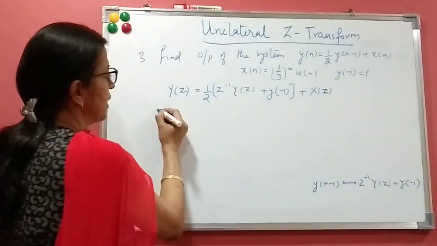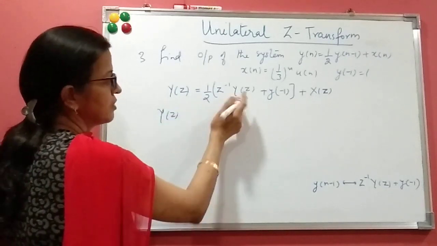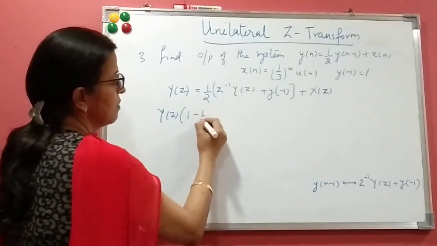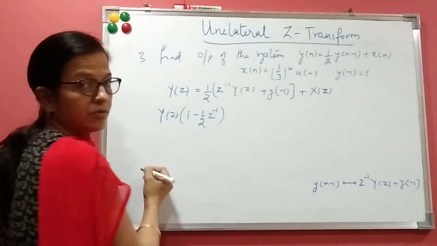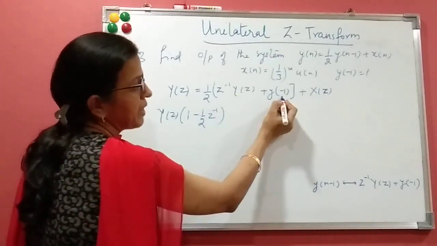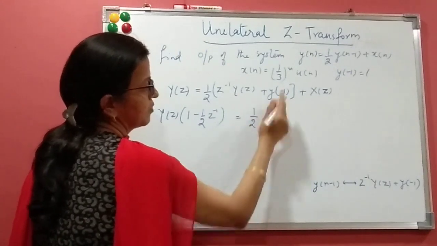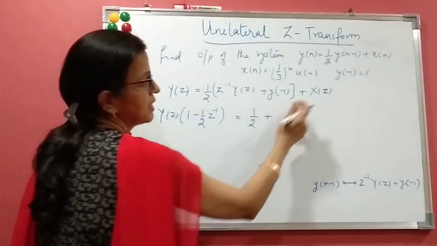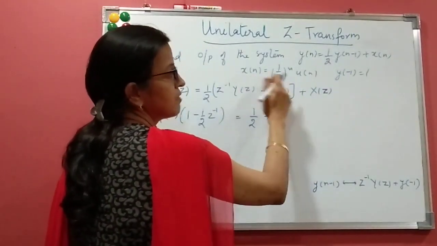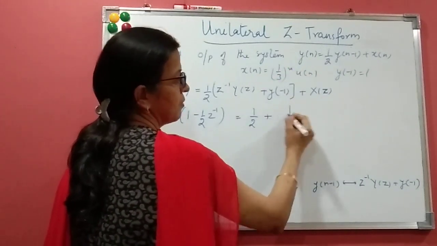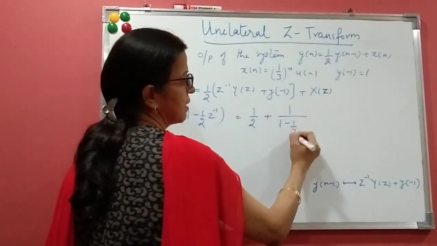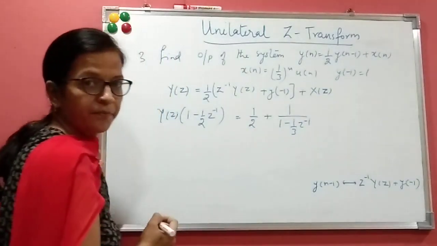Now take Y of z common, because you have Y of z here also: 1 minus half z inverse. And y of minus 1 is 1, that will go to that side, 1 into 1 by 2. Plus, what is X of z? X of n is (1/3)^n u of n, so X of z will be 1 upon 1 minus 1 by 3 z inverse.